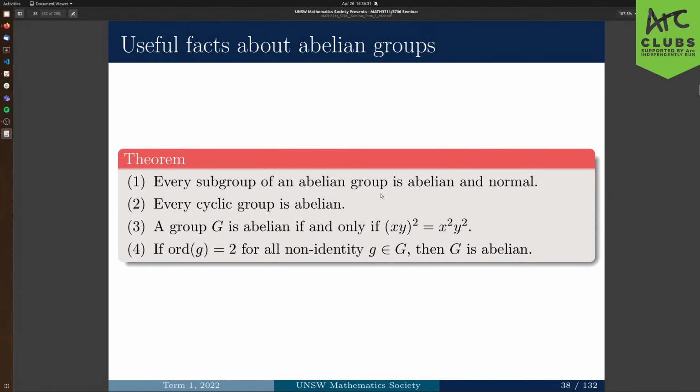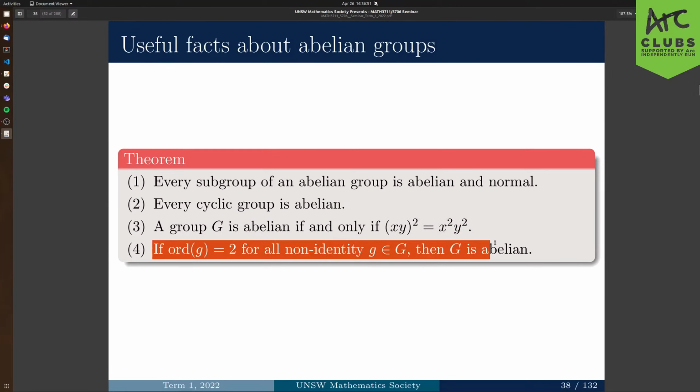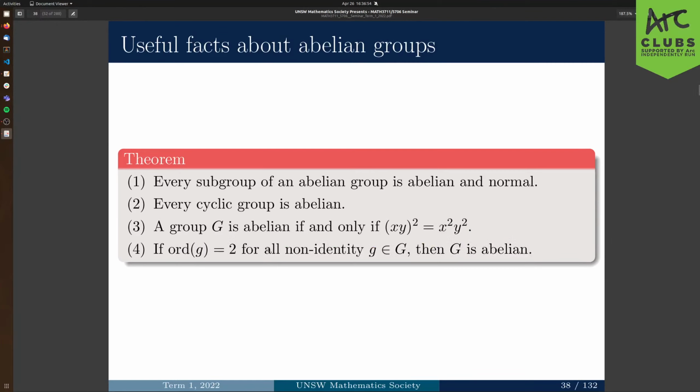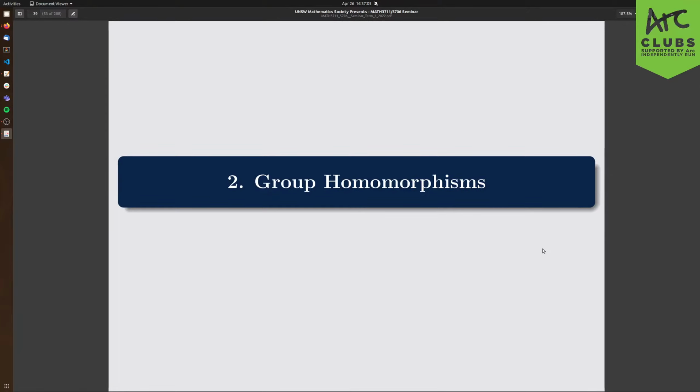A couple nice properties of these are that every subgroup of an abelian group is, I guess, obviously abelian, but more than that, it's actually normal. So all subgroups of an abelian group are normal. Every cyclic group is abelian, another one that should be pretty clear. A group G is abelian if and only if you've got this identity here. I won't go too much into it. And another way that you can prove a group is abelian is if every non-identity element has order 2, then the group you started with had to be abelian, right? So these are two nice ways to prove that it's abelian. So that ends the first bit. Now let's move on to talking about maps between groups, so group homomorphisms.